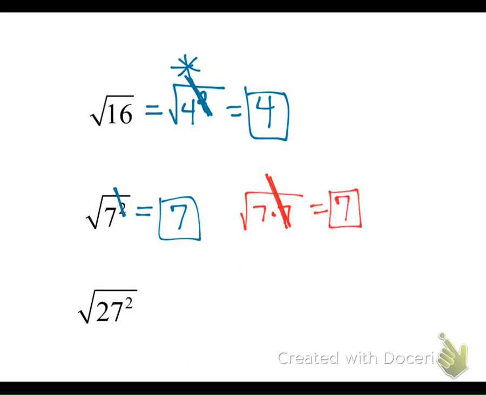So, would the bottom one be 27? The bottom of it would be 27. You're absolutely right. So it cancels the 2 out? Yeah, the square root and square cancel one another out, so we're left with 27.